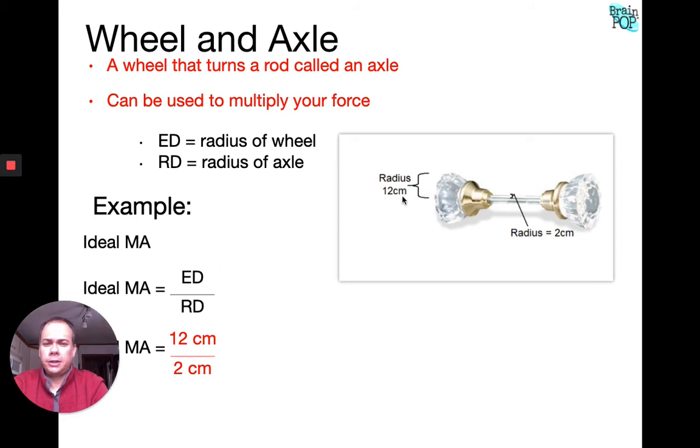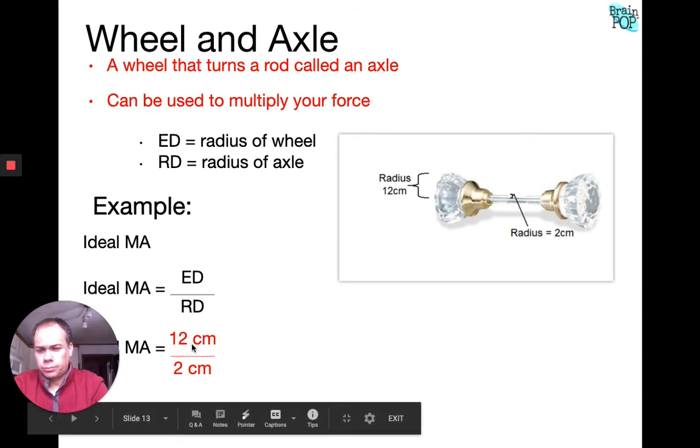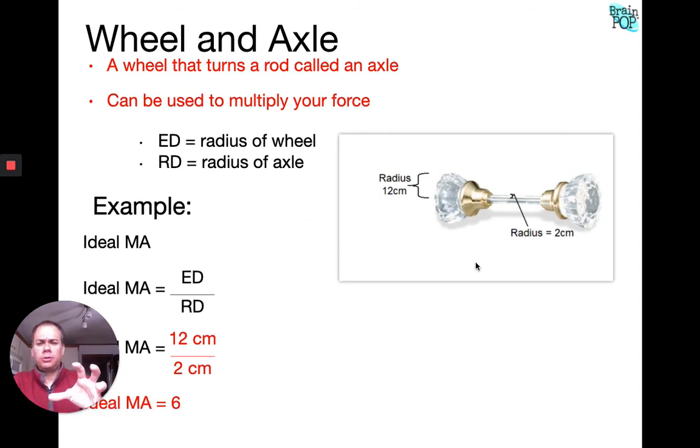That's the effort distance, the radius of the knob. Resistance distance is the radius of the axle. And divide those, the mechanical advantage of this doorknob is 6. So the force that I use to turn the knob is multiplied 6 times to turn that axle.